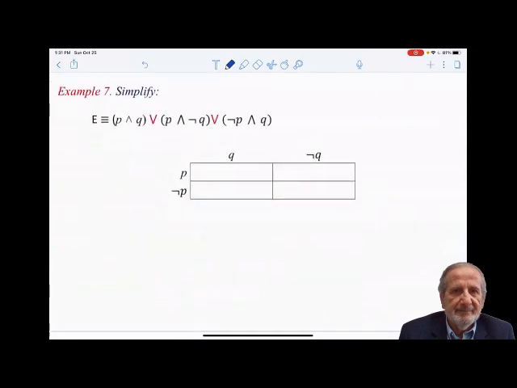Another example. Let's have 3 terms here. P and Q, like there. P and not Q, here. Not P and Q. So now I have 3 of them. So you need to cover them. Obviously, to reduce this term, you have to take it with this. So you have to take these 2.